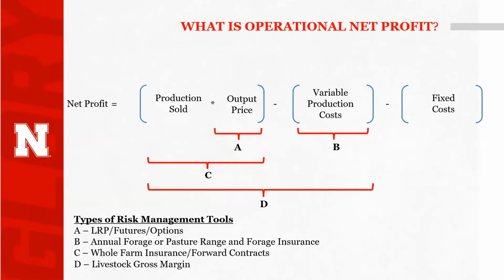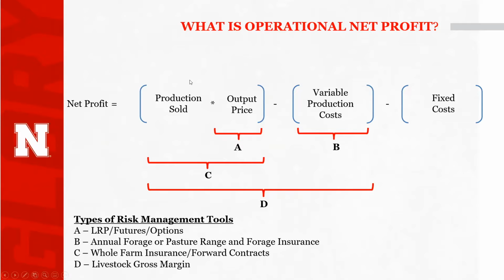So when we talk about net profit, this is a typical profit equation, but it's simplified, and we have to really ask ourselves the question, what type of risk do we want to manage? There are lots of different types of risks that we can manage. And so we have to know what's important to us, what gives us the most stress, so that we can take corrective action and basically transfer that risk to someone else and pay them to manage that risk for us.